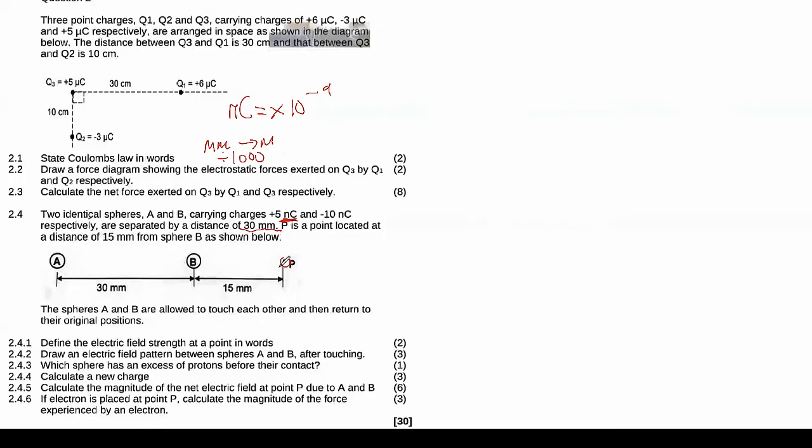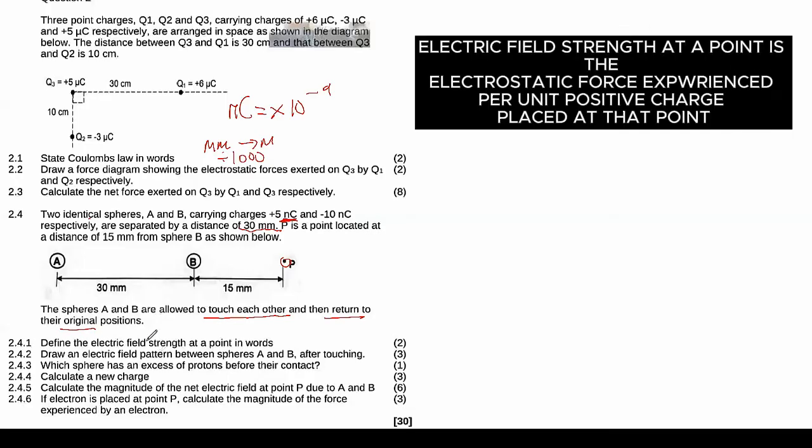We already know that they're going to ask us questions on the electric field if they ever give us the point charge. Then the spheres A and B are allowed to touch each other and then return to their original positions. Then 2.4.1 says define electric field strength at a point. So there is the definition there.